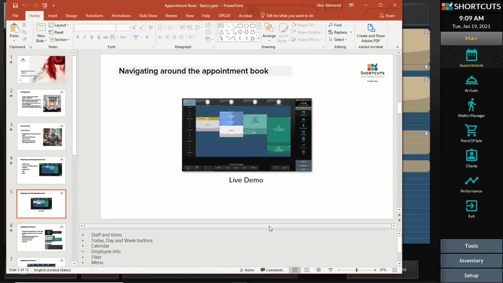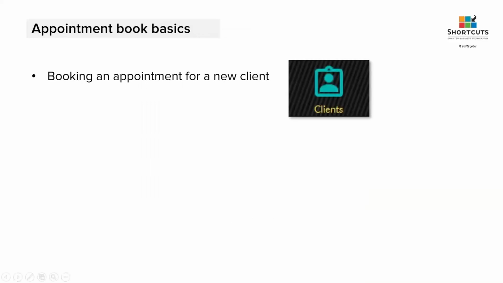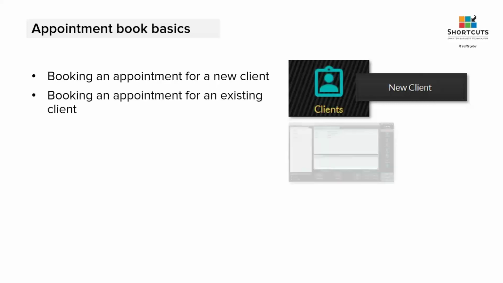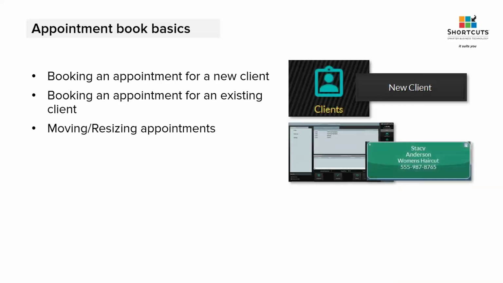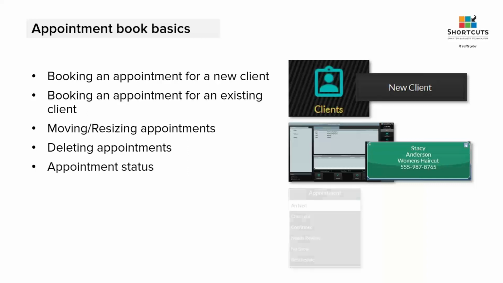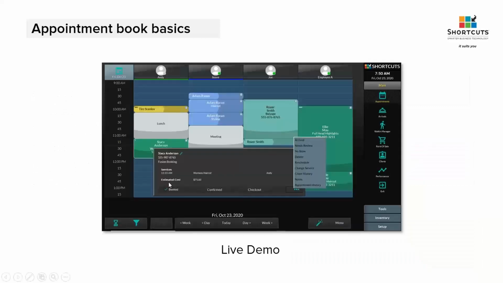So let's go back to the presentation for a second. So some of the things that we've changed. When you're making an appointment, you do have the ability to search through your client list or to create a new client. So we're going to look at how to make appointments for new clients or existing clients, how to move them, how to resize them, how to delete the appointments, how to check the status of the appointments, and working with the touch tip. So again, we're going to go back into Shortcuts.